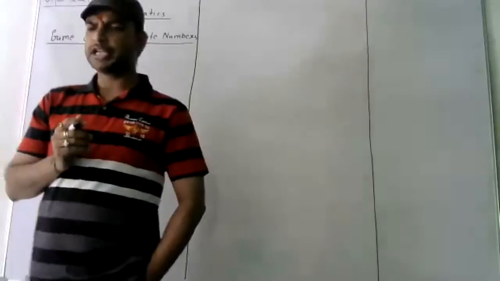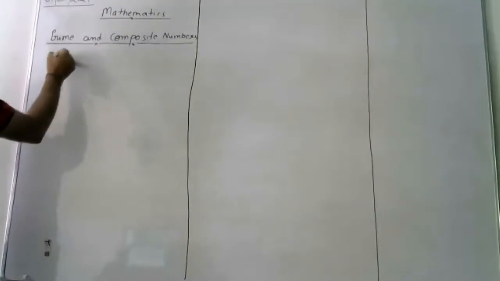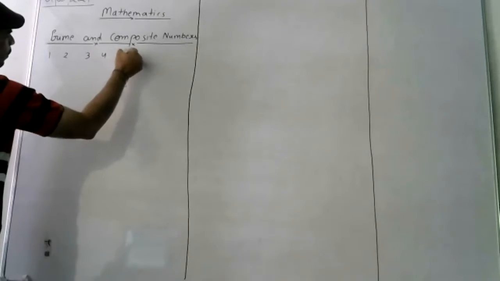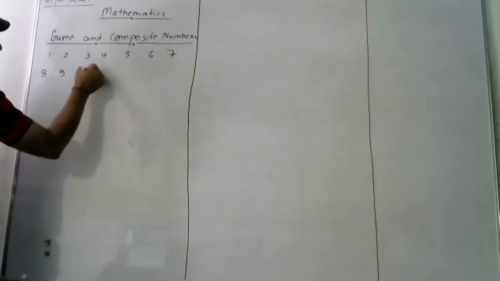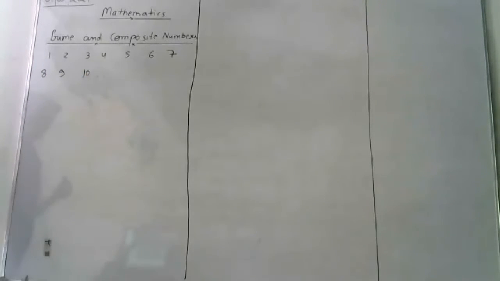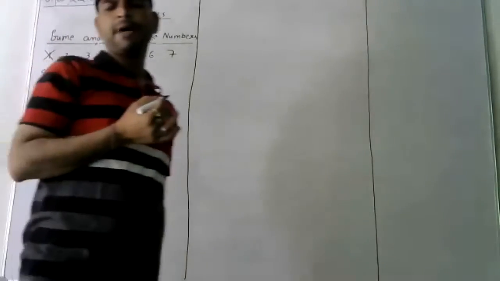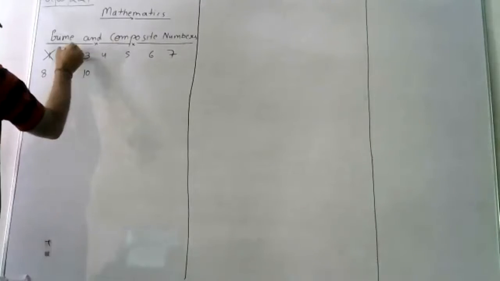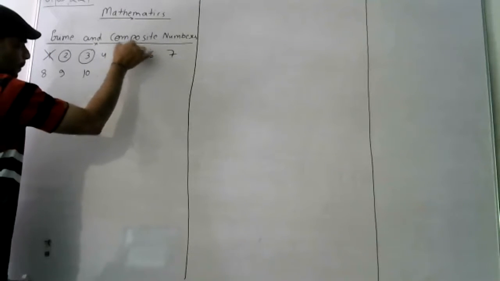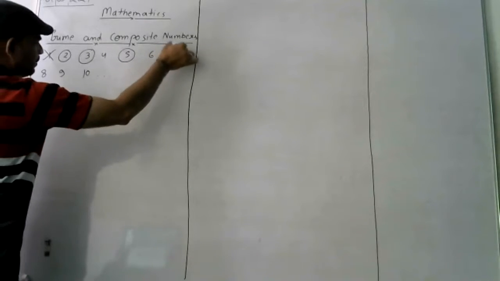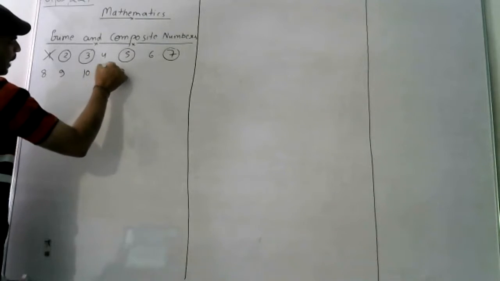The Greek mathematician Eratosthenes wrote the numbers here: 1, 2, 3, 4, 5, 6, 7, 8, 9, 10, and so on. First, 1. 1 is not a prime number. And 2 is a prime number. 3 is also a prime number. 5 is also a prime number. And 7 is a prime number. And 11 is a prime number, and so on.